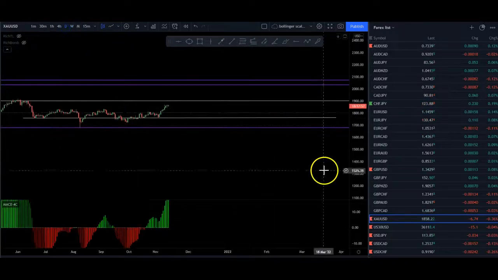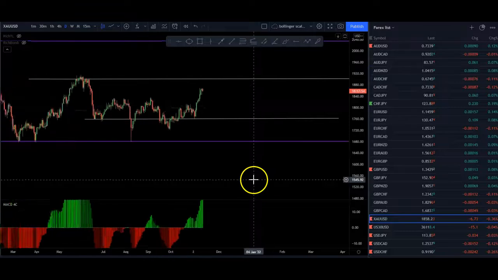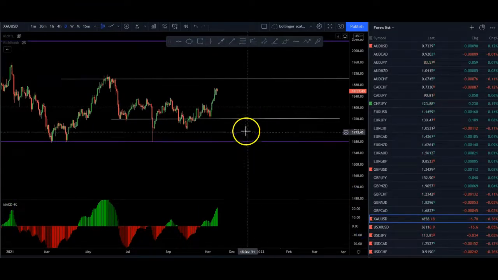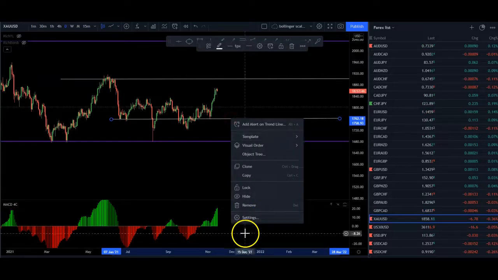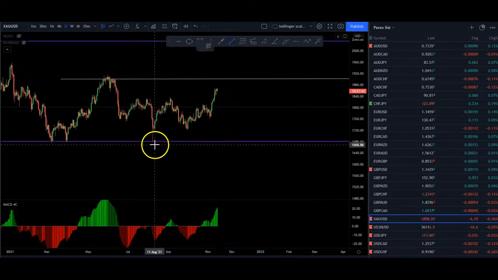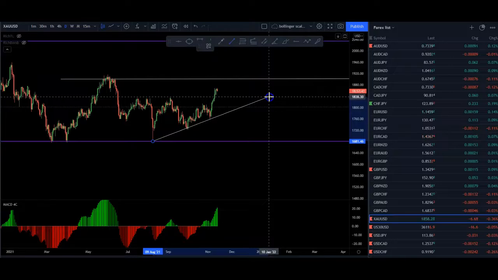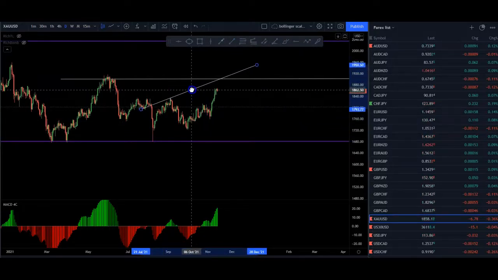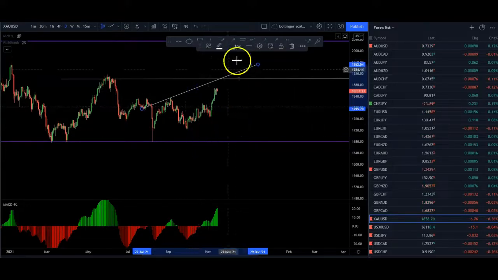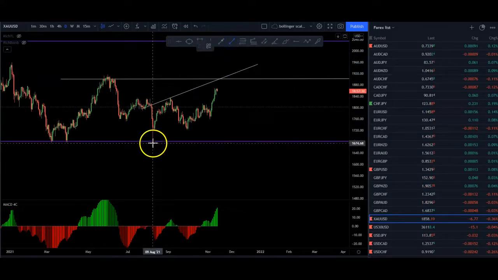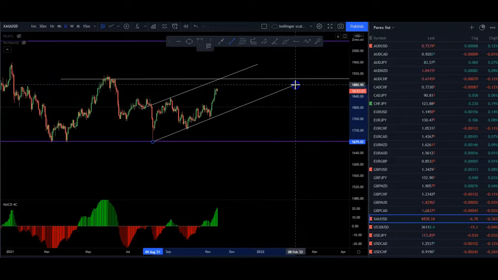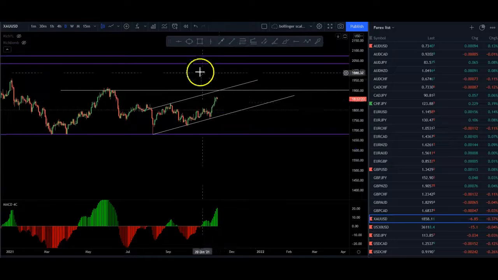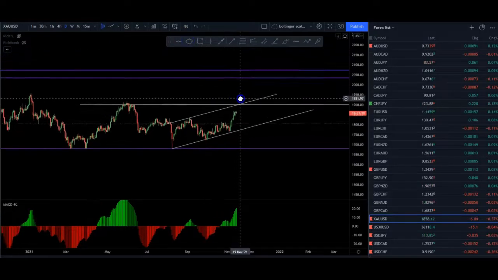Let's go to daily, see if we can get something closer. And on the daily, I can see a little bit more clear. I'm gonna get rid of this line. And I'm gonna create myself a nice channel right there. Okay, best thing to do right here is wait for the market to come to this area.